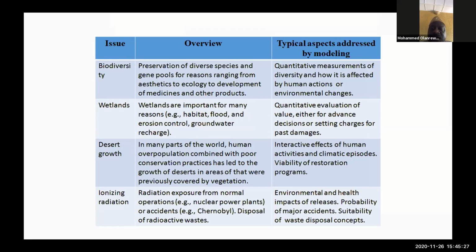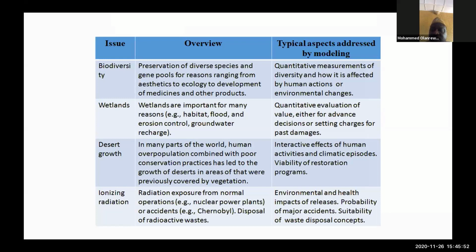Biodiversity is an issue. What will be the general overview, whoever that wants to work on that area? Preservation of diverse species and gene pools for reasons ranging from aesthetics to ecology to development of medicine and other products. Typical aspect addressed by modeling.